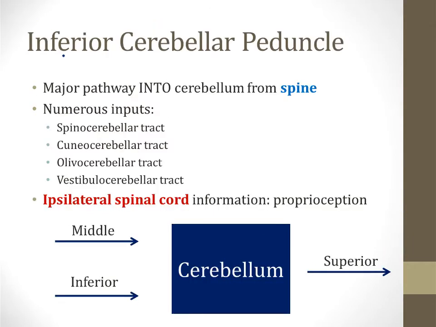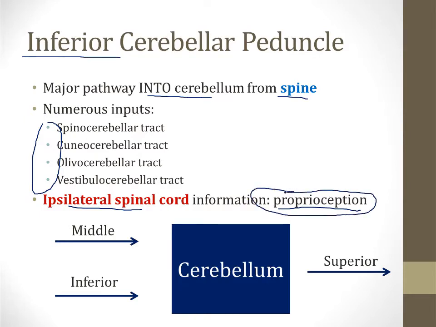So let's talk about those inputs and outputs from the cerebellum one at a time, and we'll begin by discussing the inferior cerebellar peduncle. This is the major pathway into the cerebellum from the spine. It's got numerous inputs, including all of these tracts, which you can read about in your textbooks, but the most important thing to remember about the inferior peduncle is that it carries ipsilateral spinal cord information on proprioception. As I told you before, the cerebellum is important for coordinating movements, so this proprioceptive information coming from the spinal cord is very important, and it enters the cerebellum via the inferior cerebellar peduncle.